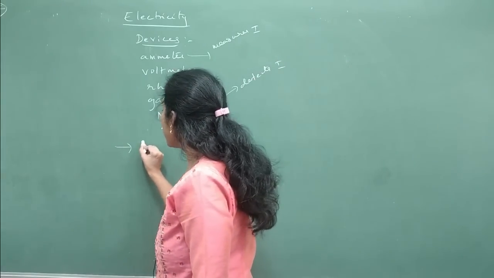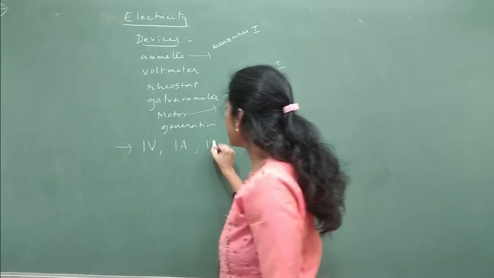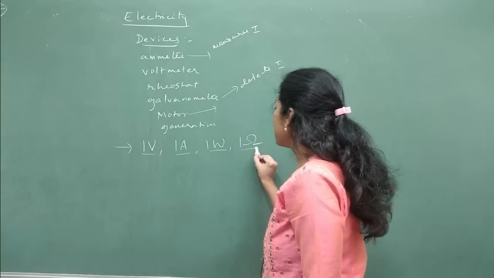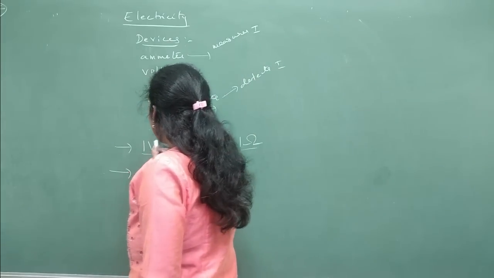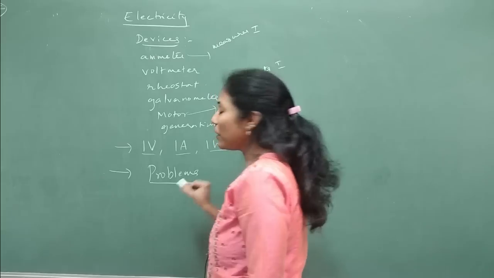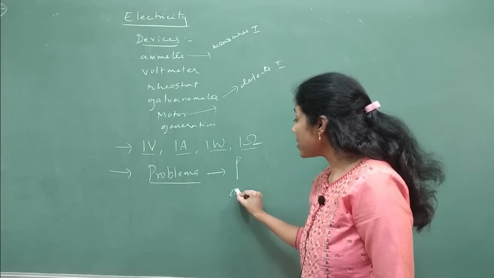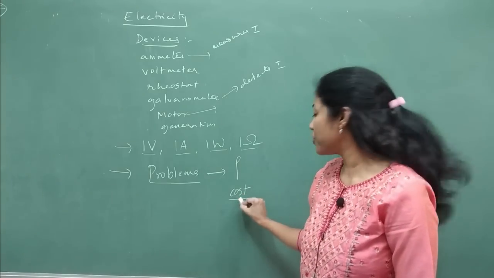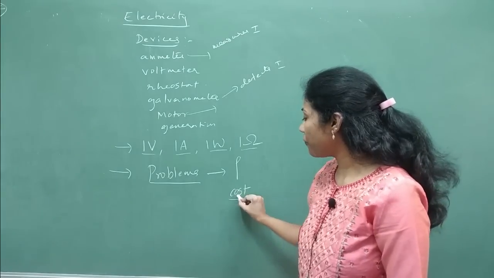And later, definitions of 1 volt. What is 1 volt? What is 1 ampere? And what is 1 watt? What is 1 ohm? These definitions for 1 mark point of view, you should be knowing. Okay, and later you should work with the problems. See, problems can be of anything, guys. Problems can be asked on resistivity, cost related problems, calculation of consumption of electrical energy. Okay, so what is the total cost of electrical energy? So that sort of questions.